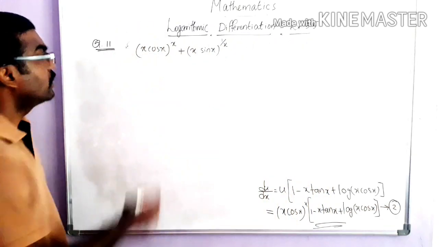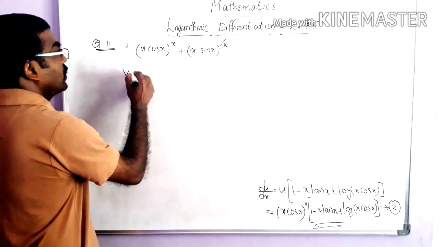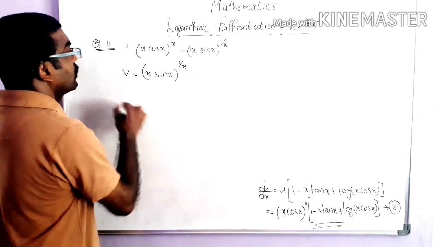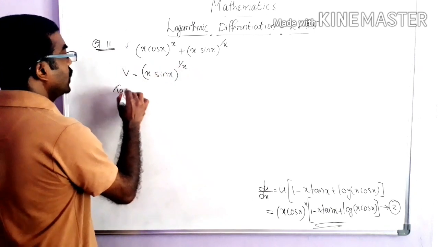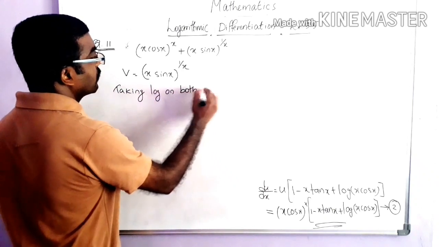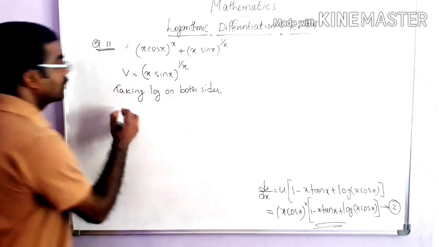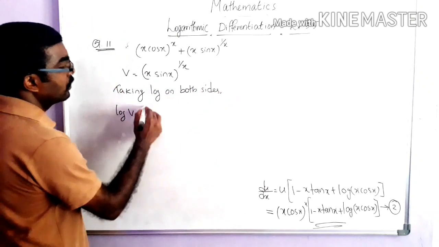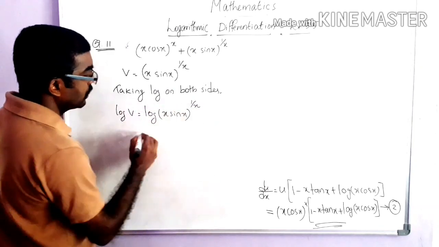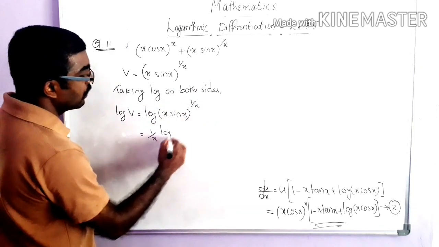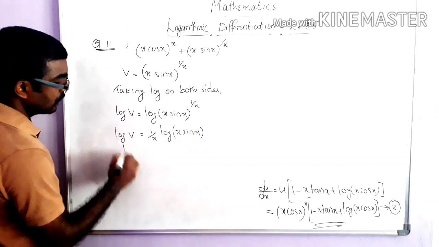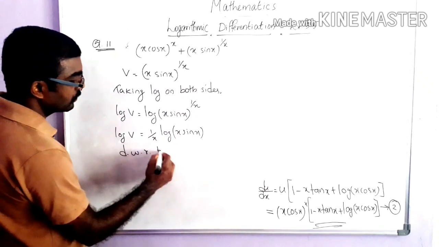Okay. Now the second one is v is equal to (x sin x)^(1/x). Okay. So taking log on both sides, log v is equal to log of (x sin x)^(1/x), that is 1 by x into log of x sin x. Now we can differentiate with respect to x.